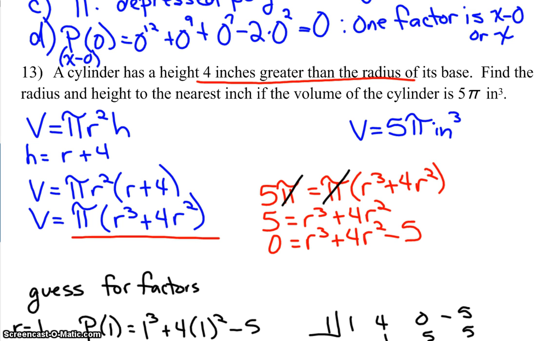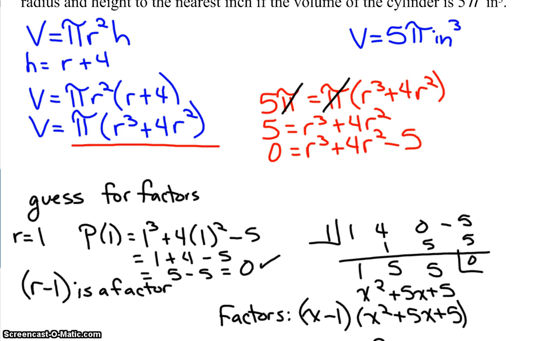In the original problem, they also told me the volume was 5 pi inches cubed. So I set 5 pi equal to pi times r cubed plus 4r squared, and divided pi out of both sides. Since it was an exponential equation, I did need to get one side equal to 0. So then I had r cubed plus 4r squared minus 5. At that point, it was guess time. So I guessed one of the factors, the radius, could be 1. I substituted in 1 and ended up with p of 1 being 0, so I knew r minus 1 was a factor.